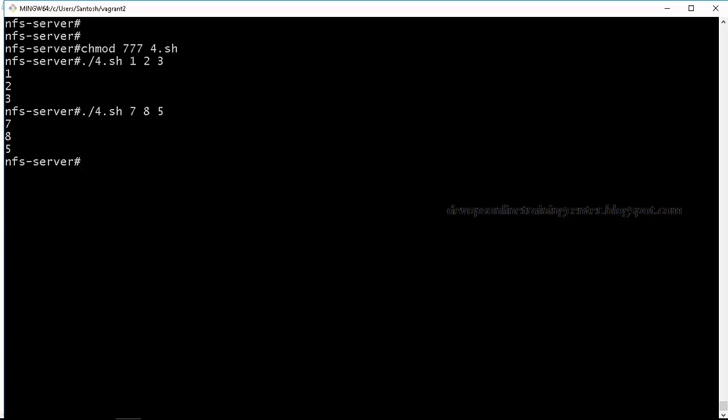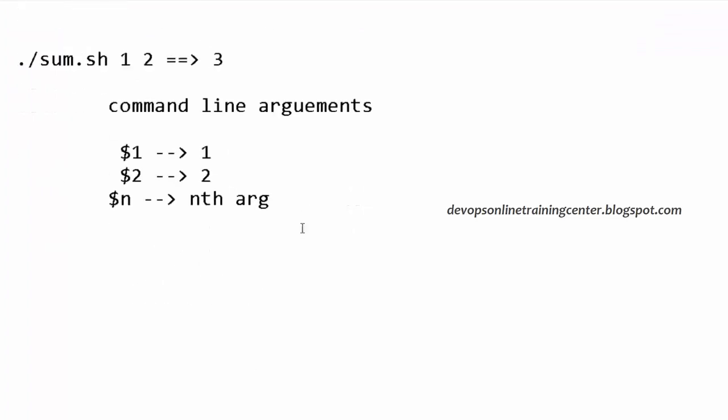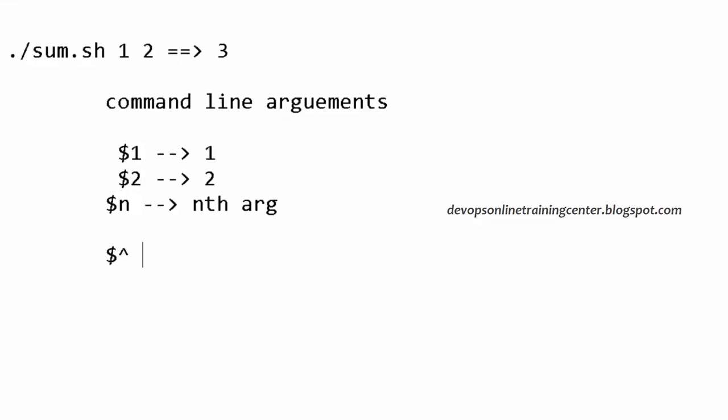So these command line arguments can be accessed inside the script, right? So $1 to $n will print the nth argument. This I can use inside the script. I can sum them or I can use them inside any operation, right? So in the same way, $* will give all the arguments.